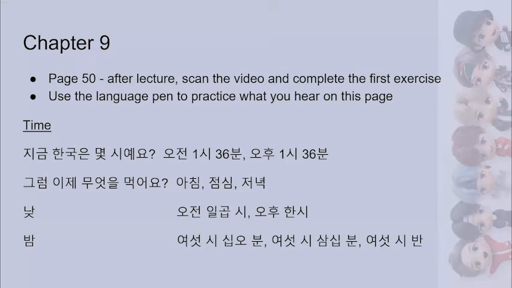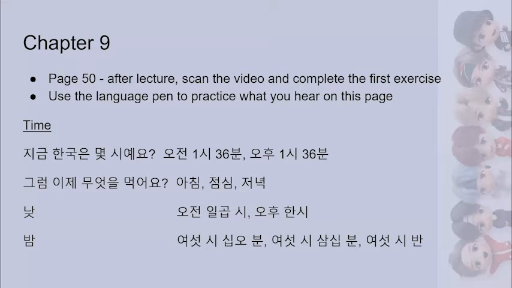그럼 이제 무엇을 먹어요? So that means what are you having now? Like what are you eating now? So depending upon the time, you could answer 아침, 점심, or 저녁, which is breakfast, lunch, and dinner. These can be used to refer to the meals, or you can use it to refer to the time period.